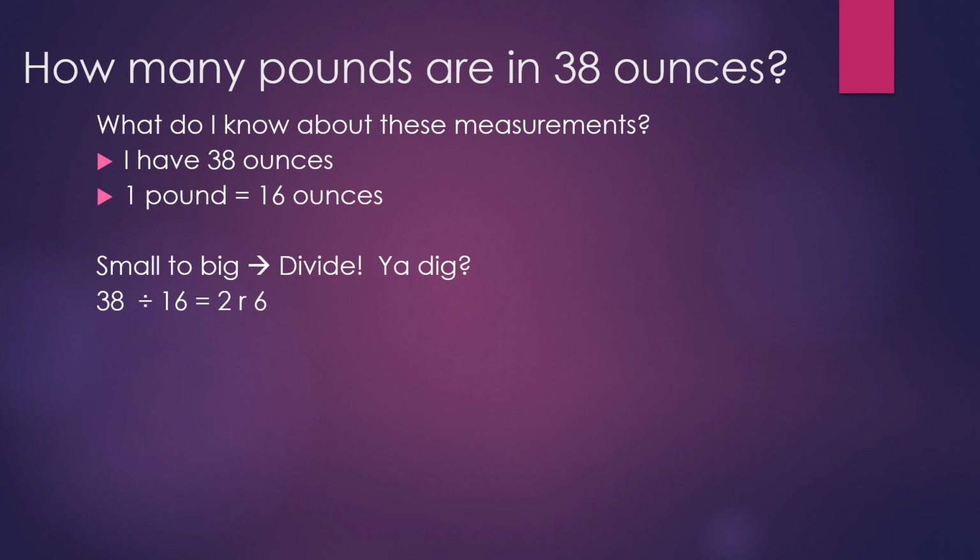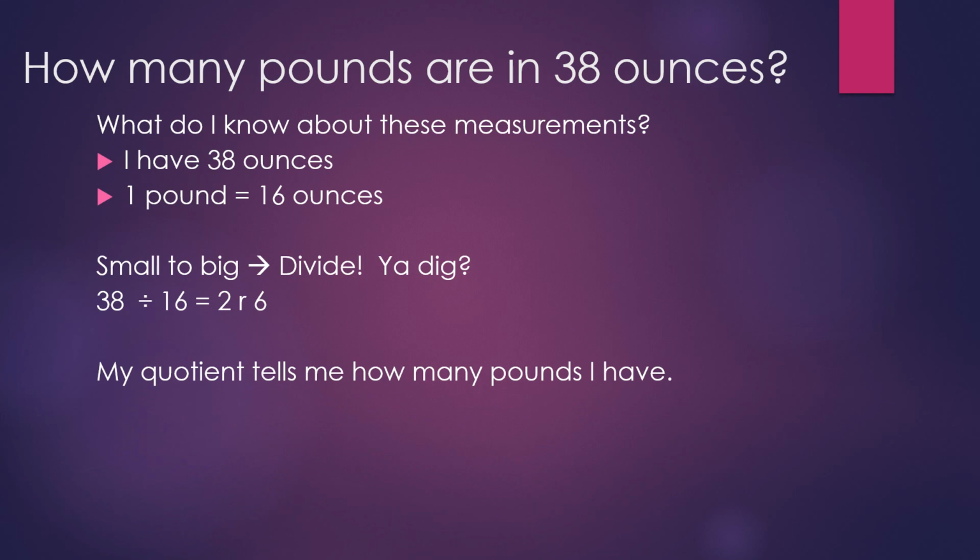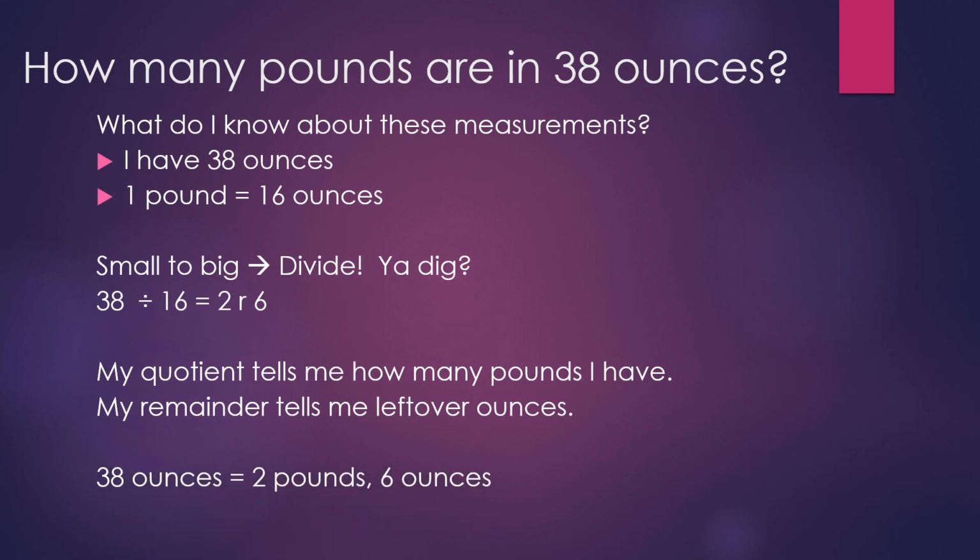Now what does that remainder mean? First, the quotient is going to tell you how many pounds you have. And then your remainder tells you what your leftover ounces are. So when I have an answer of 2 remainder 6, that tells me that 38 ounces equals 2 pounds and 6 ounces. Make sure you interpret that remainder the right way.